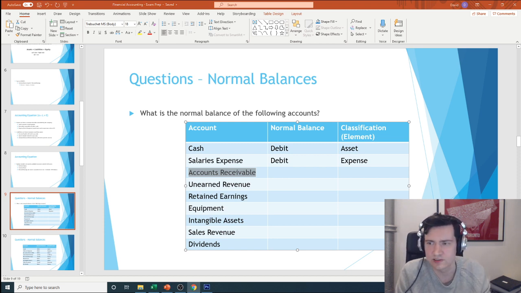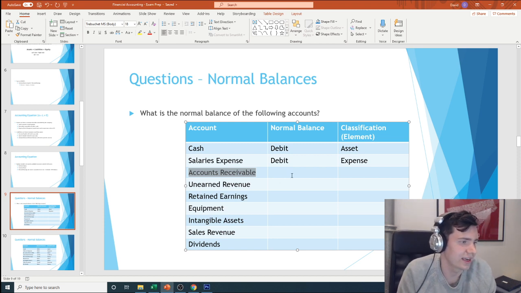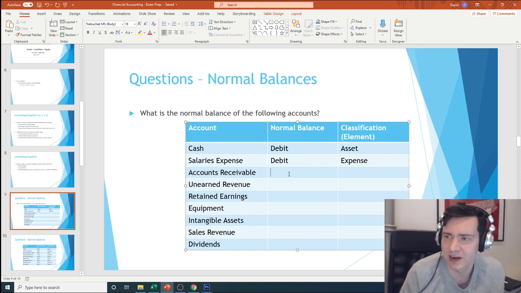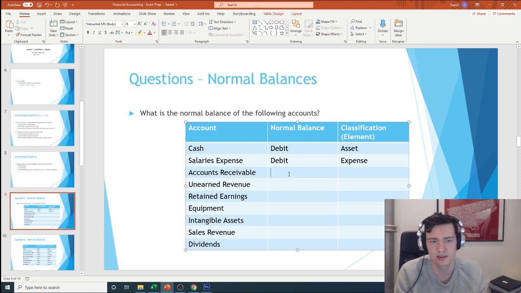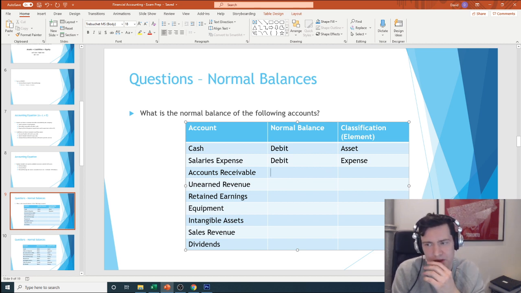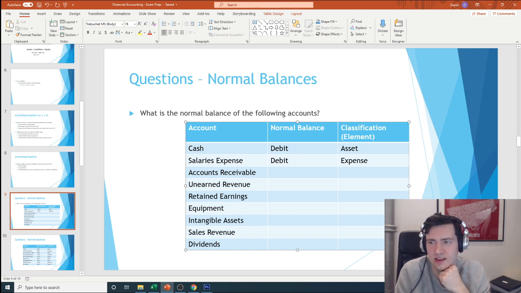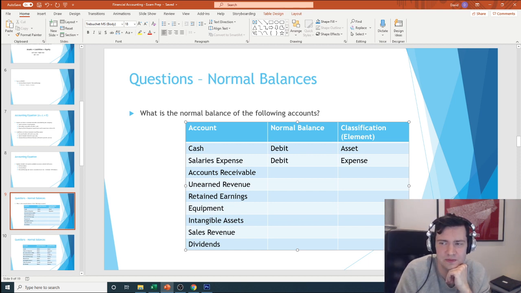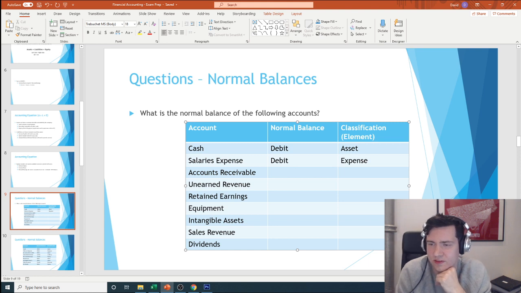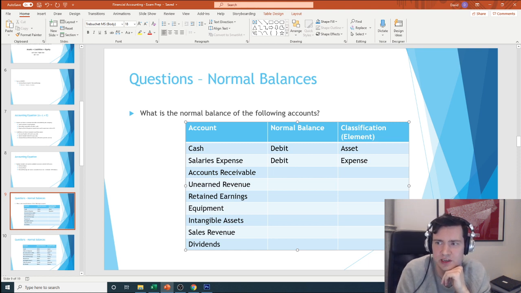Let's give you one of these. Accounts receivable. Where are we going after this? Accounts receivable. Who wants some sweet karma emojis? I should have like a little Jeopardy song in the background.